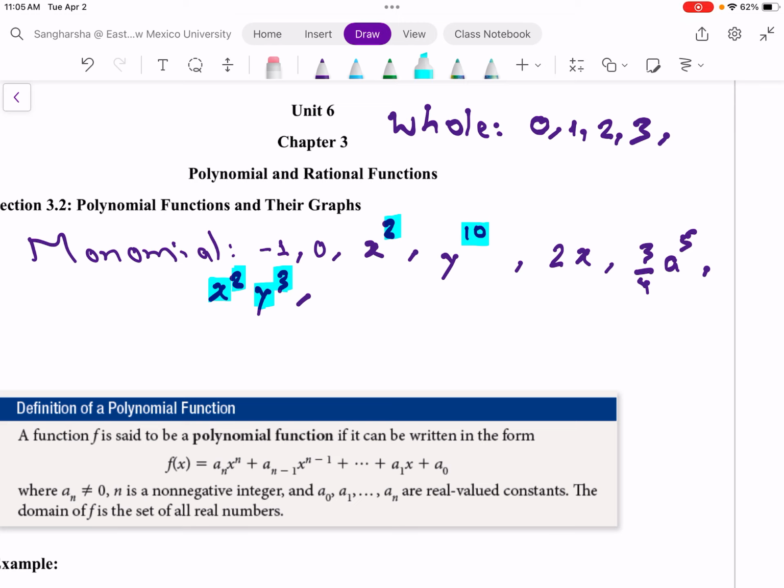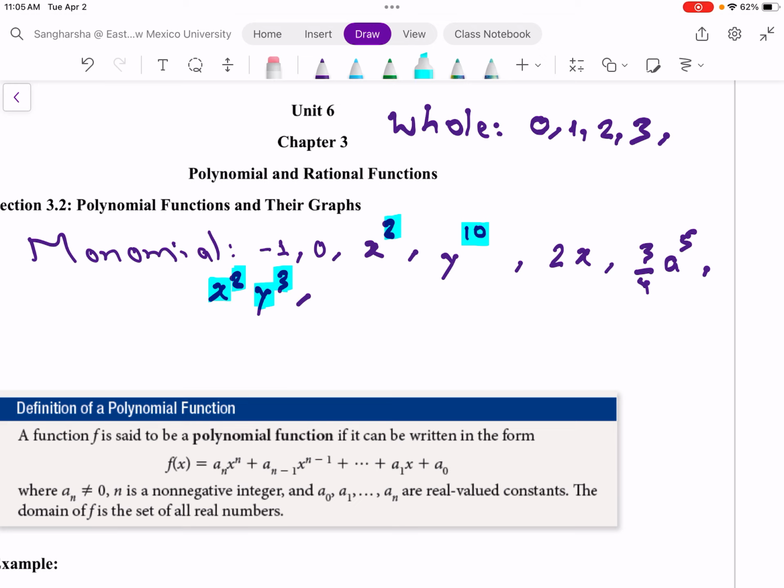Any real number is a monomial. Any variable with a whole number as exponent is also a monomial. If we have any real number times some variable, that is also a monomial. If we have a variable times a variable with whole number exponents, that is also a monomial. So all these are monomials.